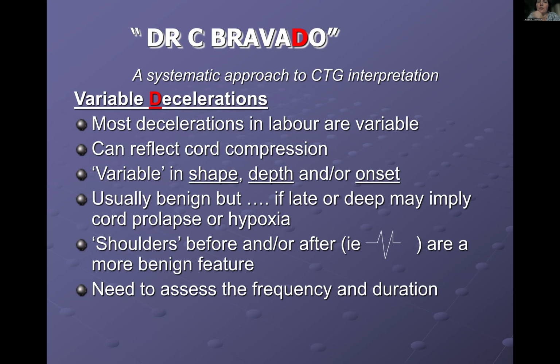So they have a bit more of a late appearance. And they are variable in shape, in depth, and even in onset. And they can reflect cord compression, which is something that we don't like, because cord compression means there's less oxygenated blood going to the baby.